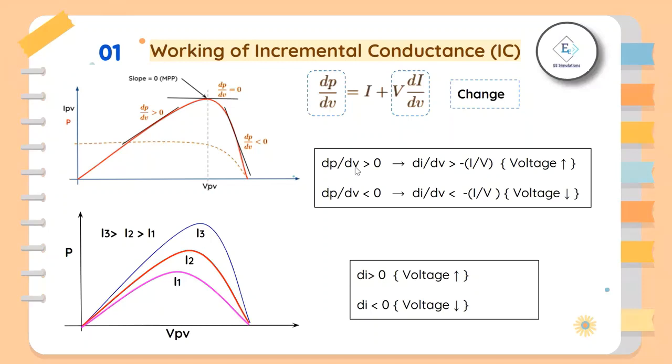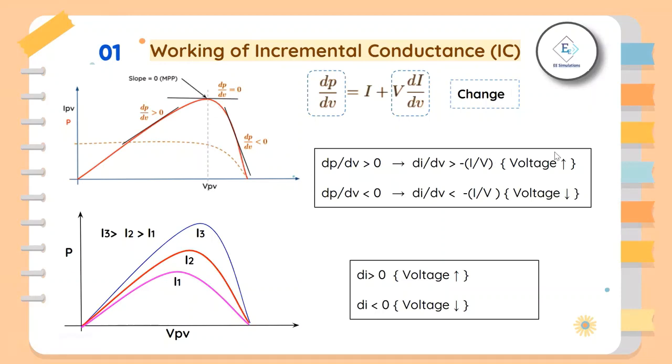Since dP/dV is greater than 0, our point lies here. The slope is positive, so what we want to do is increase the voltage till this point. But if dP/dV is less than 0, meaning dI/dV is less than minus I/V, we want to decrease the voltage, because we want the point here, not here and not here. So if dP/dV is greater than 0, we will increase the voltage, and if dP/dV is less than 0, we will decrease the voltage.